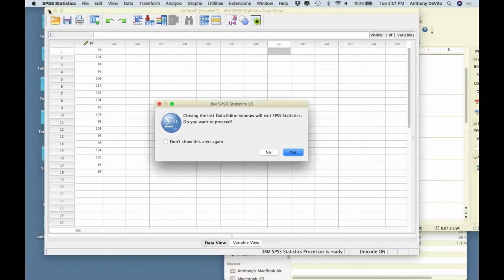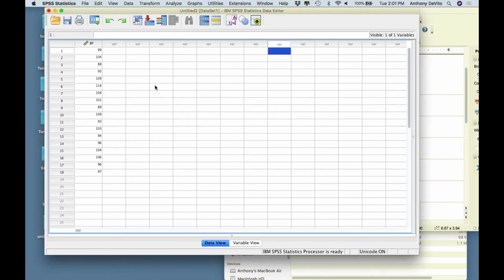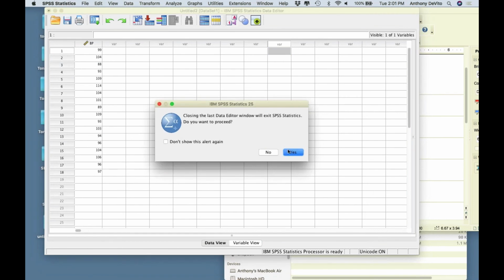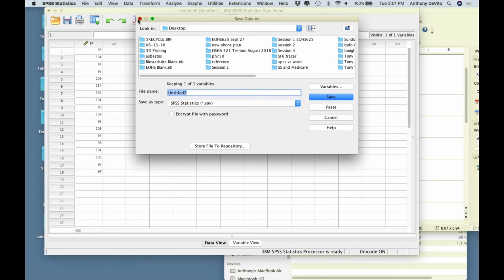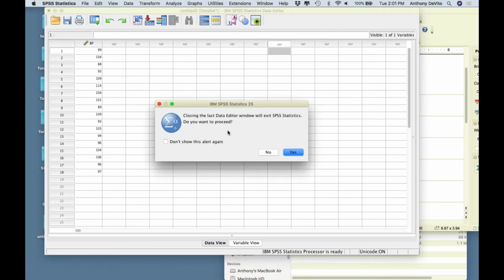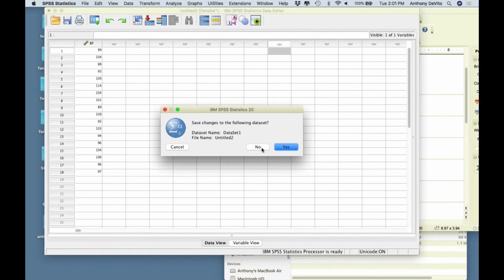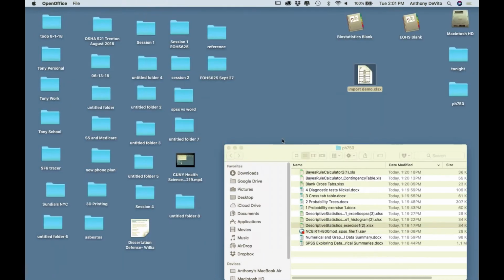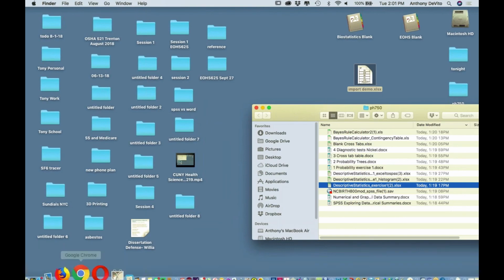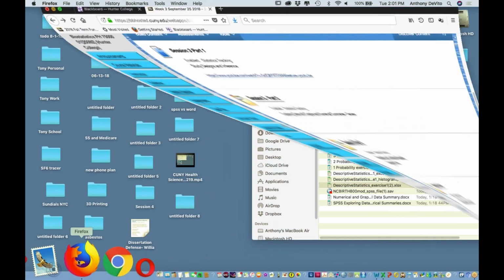Or maybe I am being mean. That also. Let me close this. Okay, why am I doing this? Close. Yes, I want to proceed. Save changes. No. Okay, good. Okay, so now let me go back to Blackboard here.